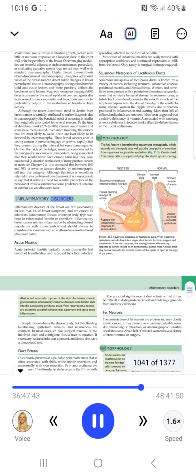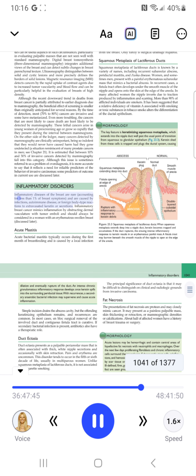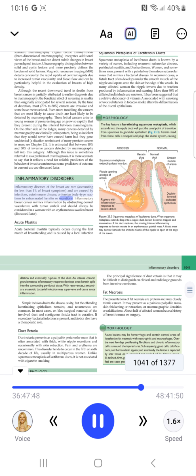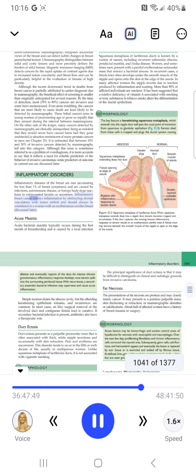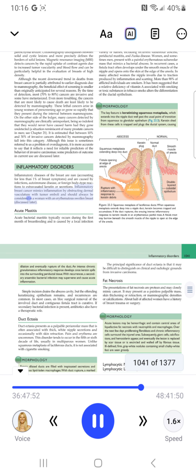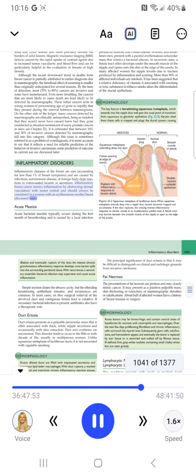Inflammatory disorders. Inflammatory diseases of the breast are rare, accounting for less than 1% of breast symptoms, and are caused by infections, autoimmune disease, or foreign body type reactions to extravasated keratin or secretions. Inflammatory breast cancer mimics inflammation by obstructing dermal vasculature with tumor emboli and should always be considered in a woman with an erythematous swollen breast, discussed later.